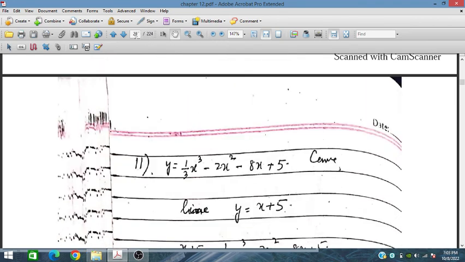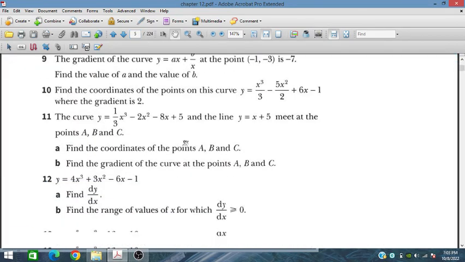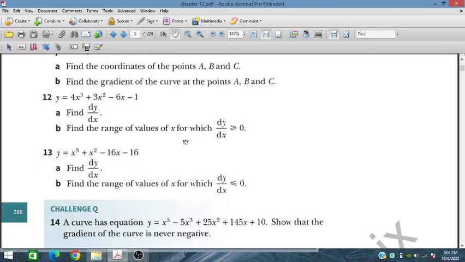Now let's solve question number 12. Y is equal to 4x cube plus 3x square minus 6x minus 1. Find dy by dx, and then find the range of values of x for which this dy by dx is greater than 0.